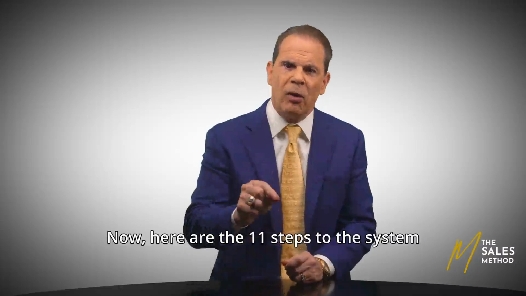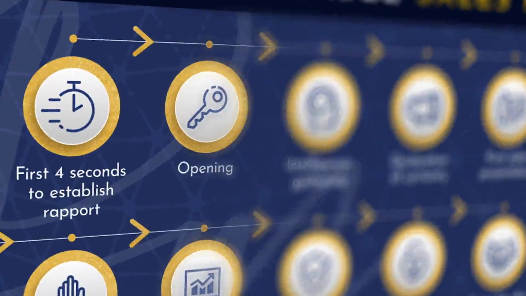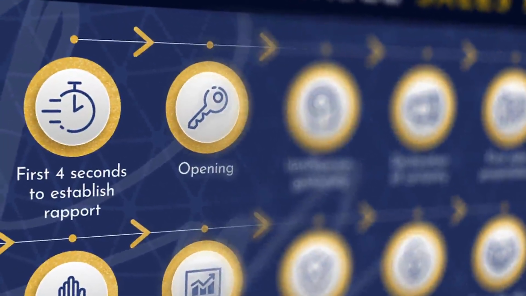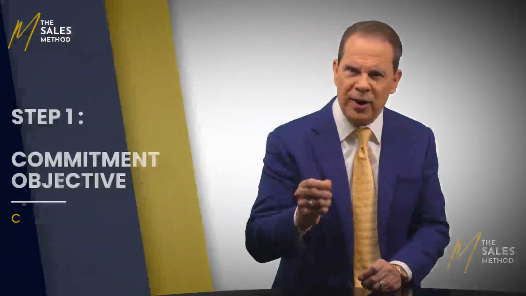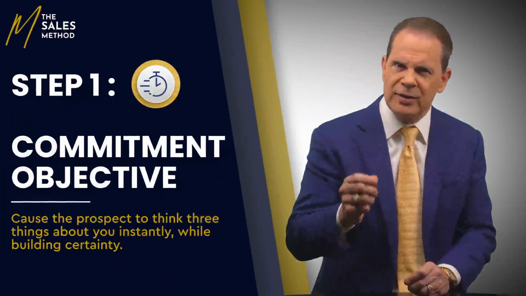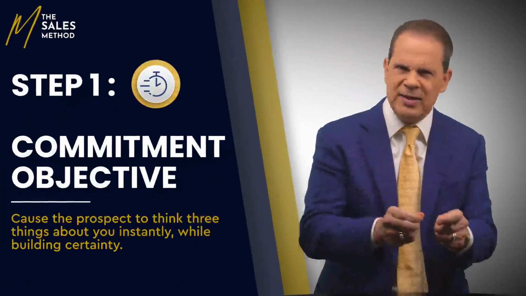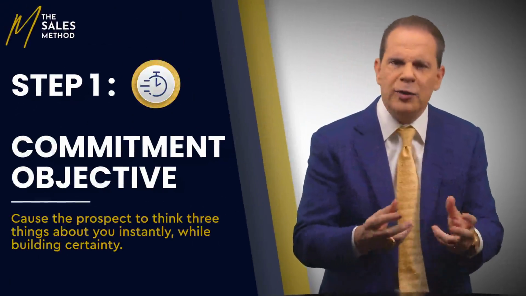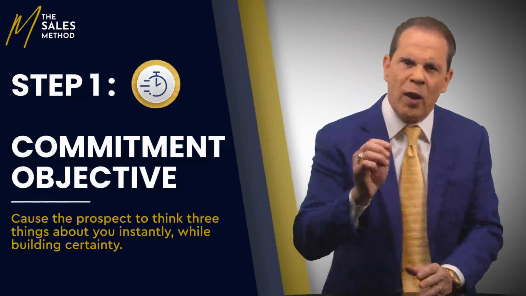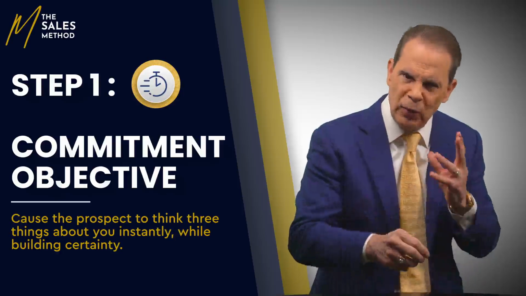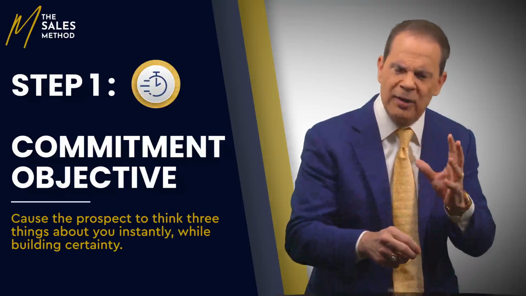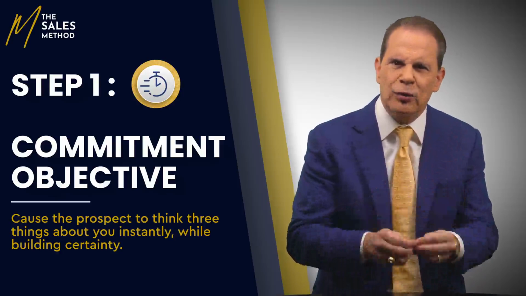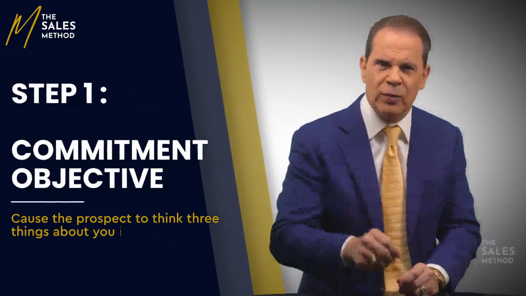Now, here are the 11 steps to the system and the commitment objective for each. Number 1 is the first 4 seconds. The commitment objective here is to cause the prospect to think 3 things about you instantly, just by seeing you, hearing you, or reading your email or text. While starting this process, you're building in the mind of your prospect, in the mind of the buyer, absolute certainty that they are in good hands with you.